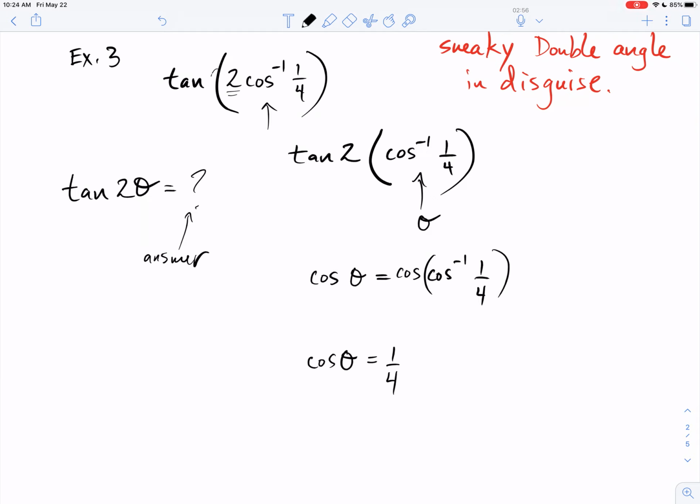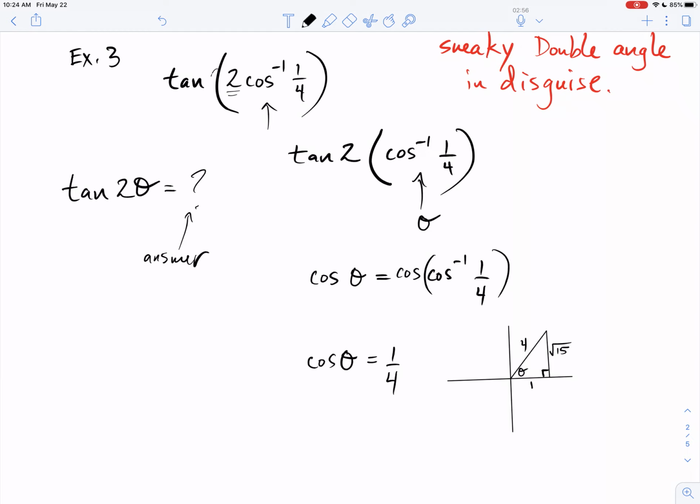And it's a positive 1/4. So for cosine, I'm supposed to look in quadrant 1 for that. So I draw my reference triangle. We do a lot of this in trig. You draw a lot of triangles. And that's my theta, and I'd say adjacent over hypotenuse, so 1 and 4. If I do the Pythagorean theorem, I'm going to find out that this guy is rad 15. That's what he is. And now I'm supposed to say tangent 2 theta of that answer.